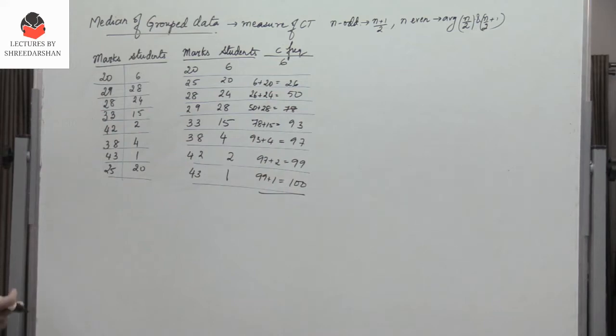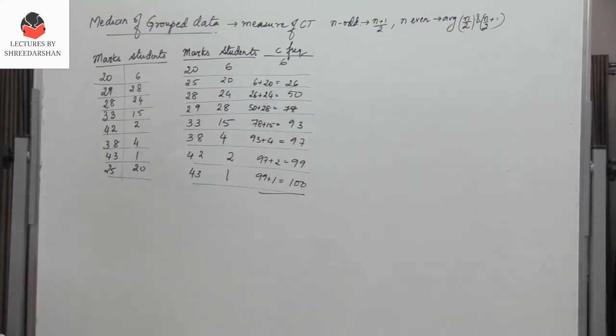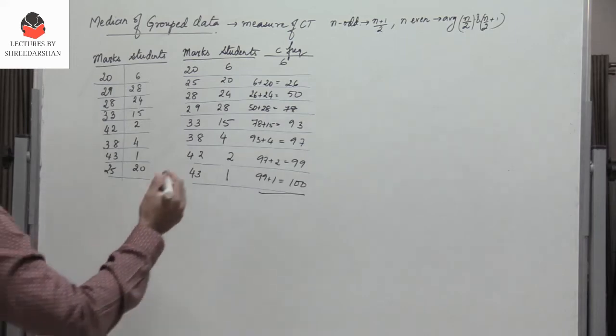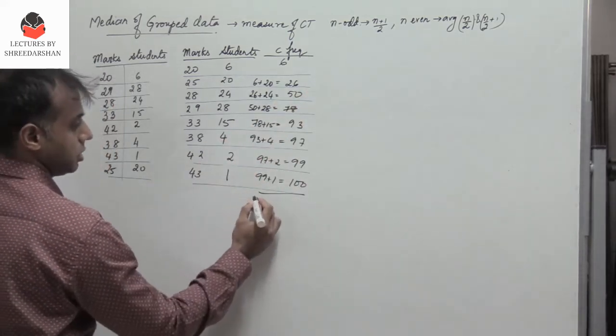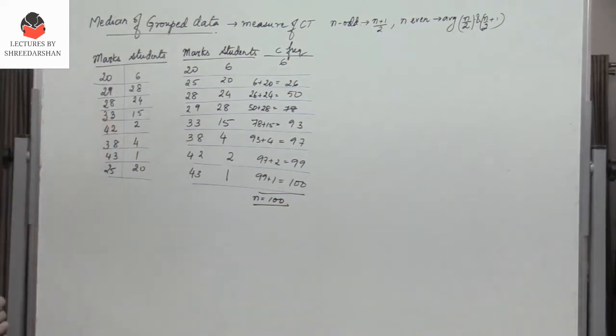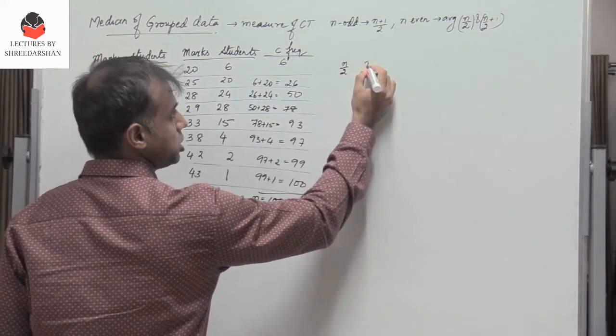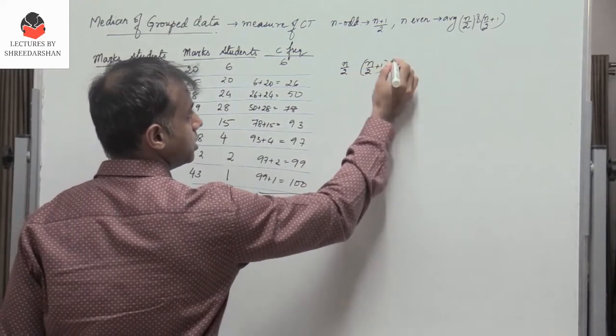So now we need to find the median for this distribution. So let's find out what is the 50th observation and the 51st observation. Now we observe that n is 100. The total number of students is 100. So to find the median, I need to find the average of the n by 2 observation and the n by 2 plus 1 observation.